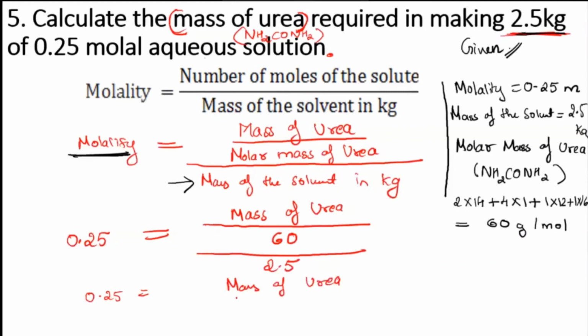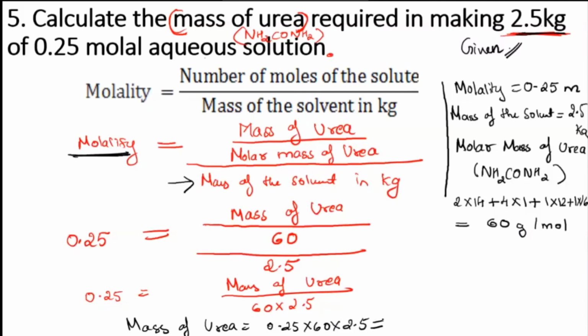Mass of urea divided by 60 into 2.5, no? And take everything on the other side. Yes. 37.5, no, everyone? Getting the answer, 37.5 is the correct answer. 37.5 gram. Okay. See, this much amount of urea is required if you have to take the solvent 2.5 kg.